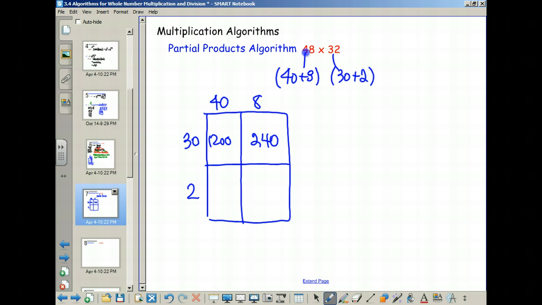40 times 2? 80. And 2 times 8? 16. And then we have 1,200, 240, 80, 16. We end up with 1536, just like we did a minute ago. But there's a lot less work we're showing now.